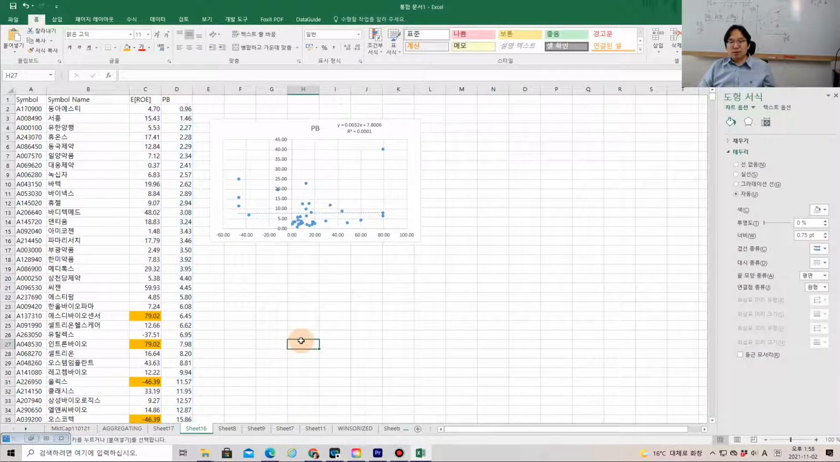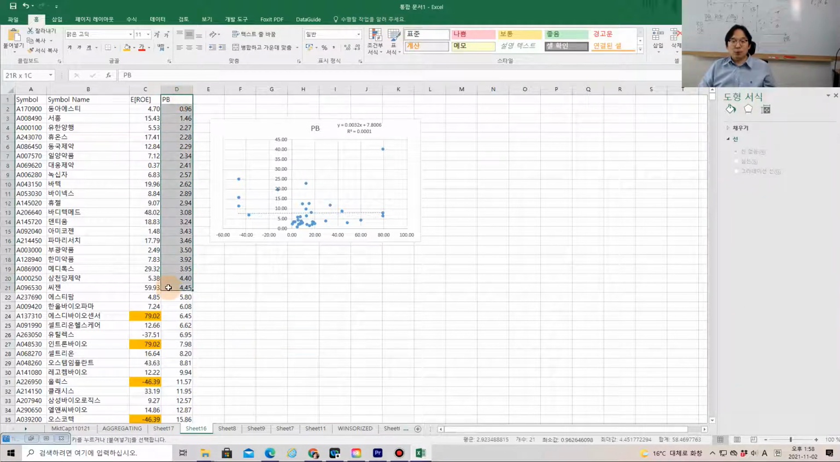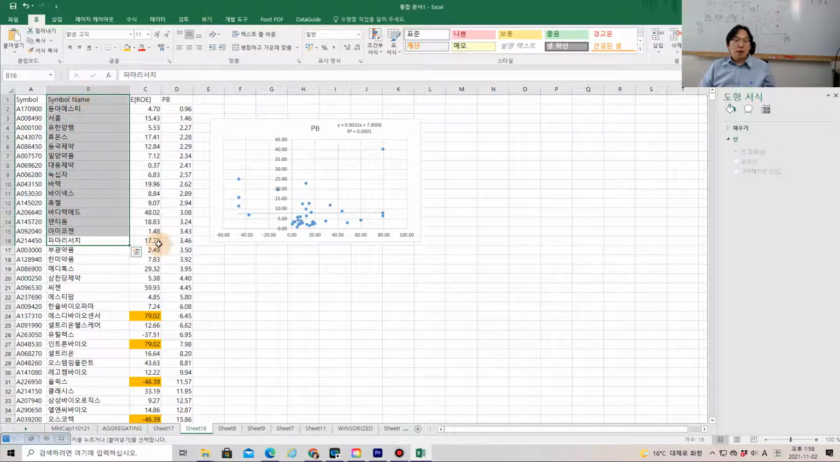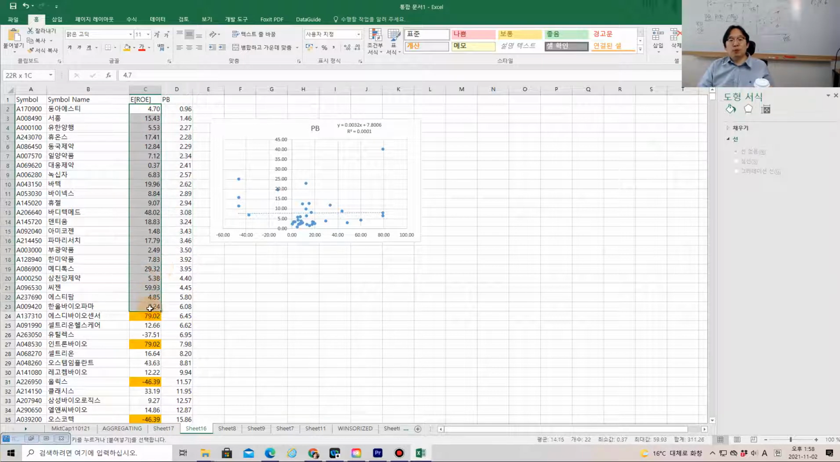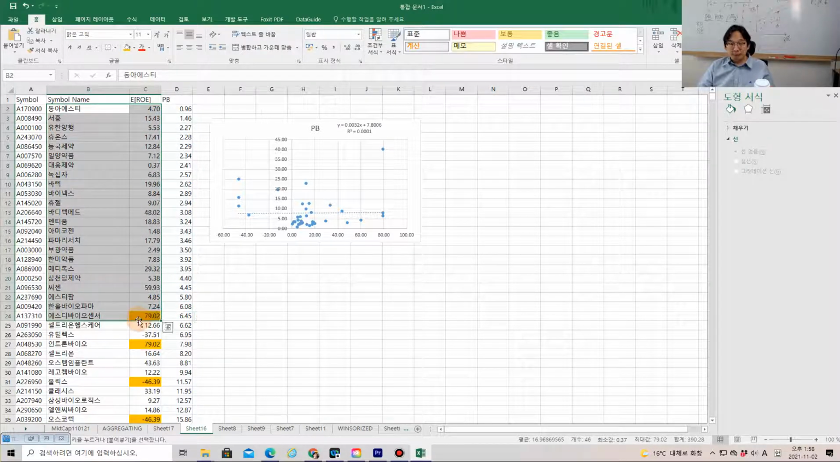PB and ROE for this industry may not be that informative. Why could that be the case, right? It's not that the relation between ROE and PB is invalid, but depending on the nature of the industry, maybe this industry's ROE expectation is not that informative about PB because this is such a high growth company, high growth industry, right? So instead of PB, maybe growth rate will be a better explanatory variable.